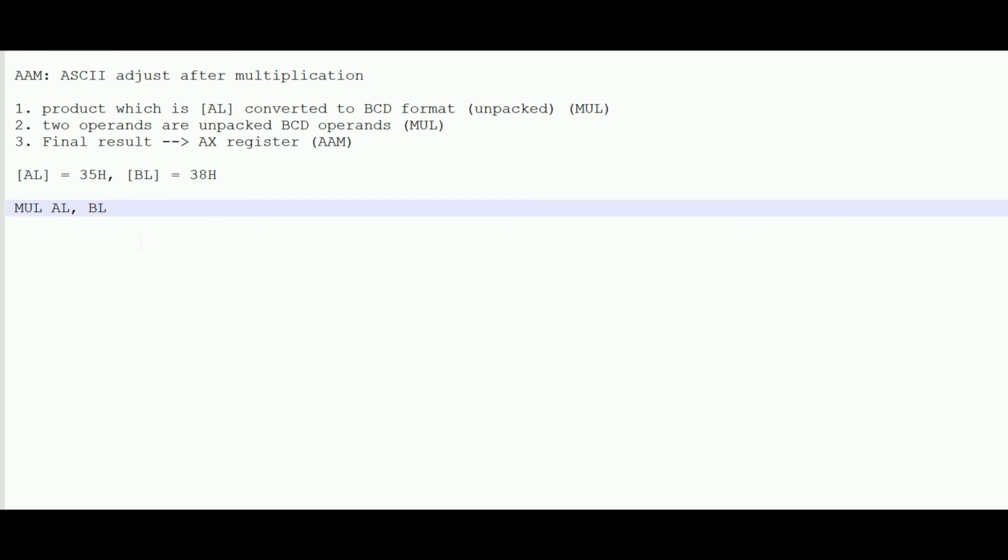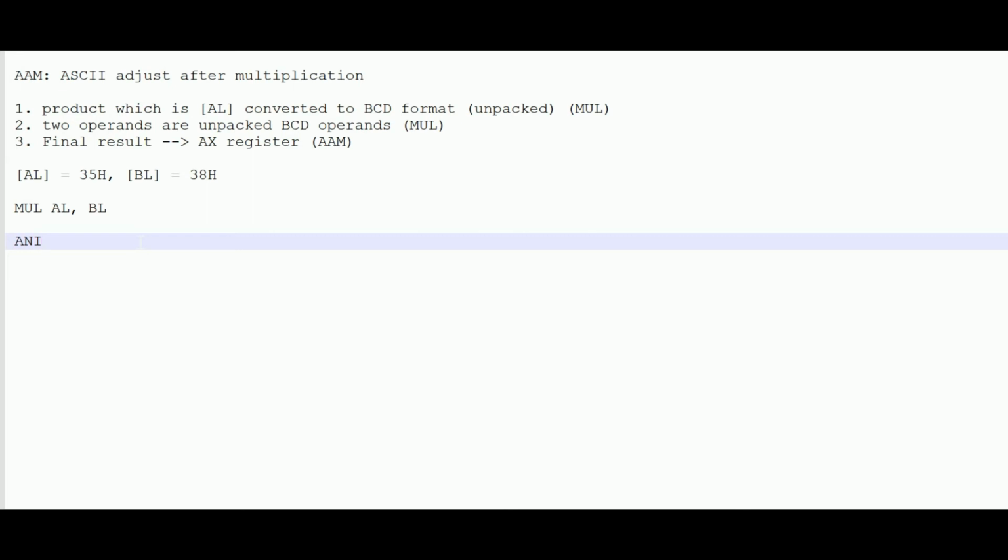This you can very well do by masking. Now how will you do masking? You can use a logical operator, the AND operation. So AND AL, 0FH. If I do AND AL, 0FH, this will result in the content of AL being 05H. Likewise, you can do it with BL.